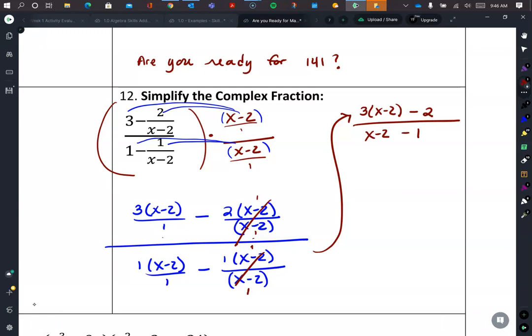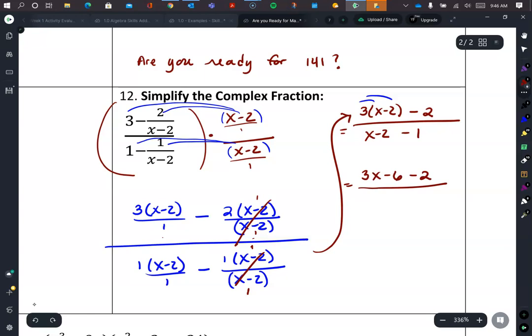Okay. Now I need to distribute this 3. So in the numerator, I have 3x minus 6 minus 2. Again, if you wanted to just calculate that as you go, just be careful. You can do that. x minus 2 minus 1 would be x minus 3. Now simplify further. I have 3x minus 8 over x minus 3.